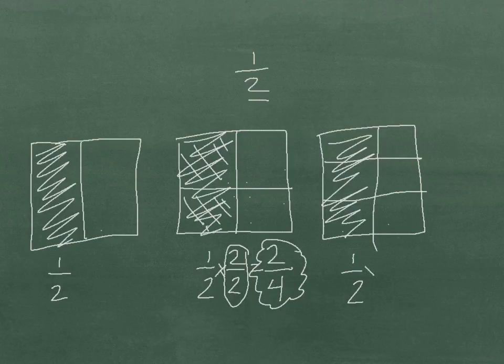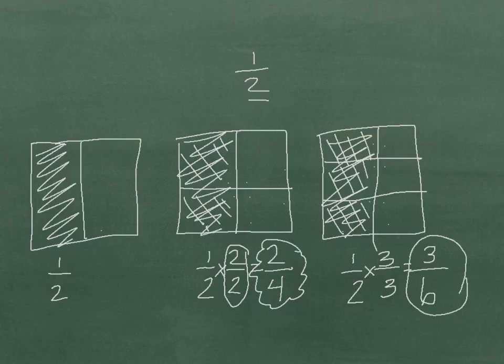I will go ahead and cut my next one into 3 new parts horizontally. So by creating those 3 new parts, I will multiply my top and my bottom by 3. And if we count those up, I have 1, 2, 3 parts that are now shaded out of a total 1, 2, 3, 4, 5, 6 parts. Again, I multiplied my numerator and denominator by the same number, 3, and I have created an equivalent fraction. 3/6 is equivalent to 1/2.